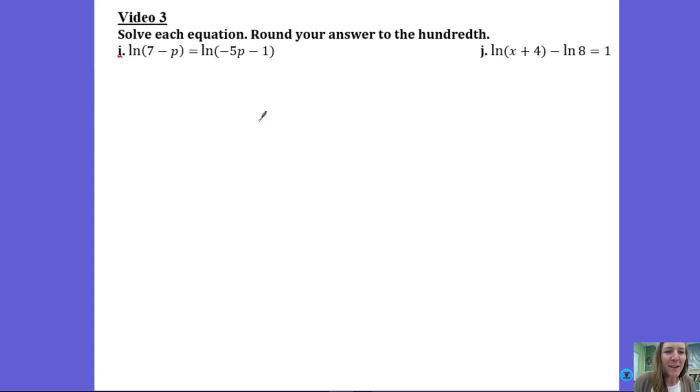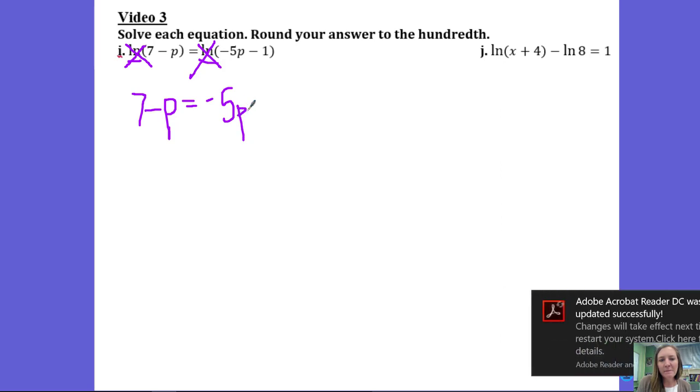Alright, we're going to solve some log equations now. When we have logs on both sides, this is what you guys have been really successful in this unit with. When we have logs on both sides, or natural logs on both sides, we just get to cancel those guys out. So I'm going to cancel my natural logs on both sides. We'll be left with the inside argument. 7 minus p equals a negative 5p minus 1.